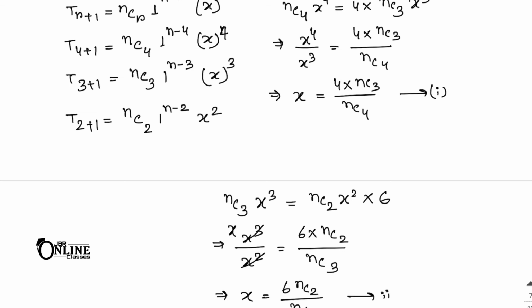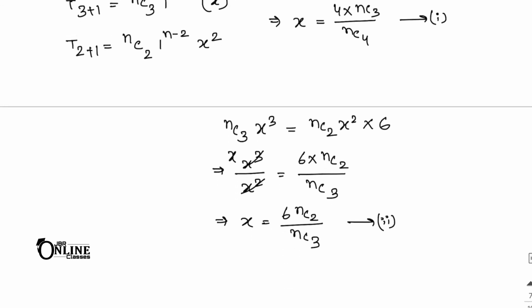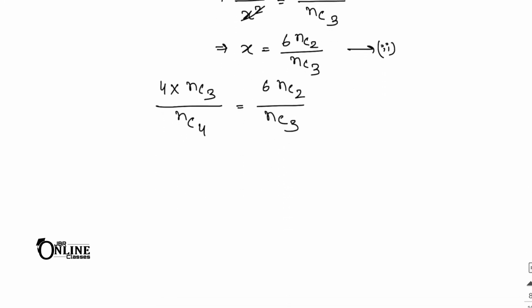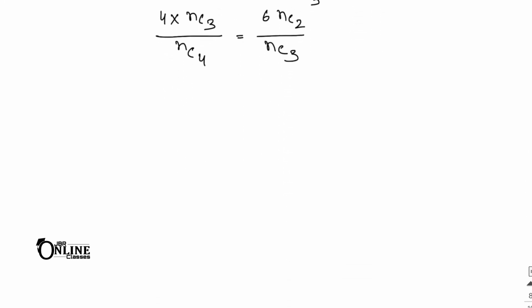Call it number 2. Now from 1 and 2, both are equal to x, so you can write 4 into nC3 divided by nC4 equal to 6 into nC2 divided by nC3. So I hope it's clear.